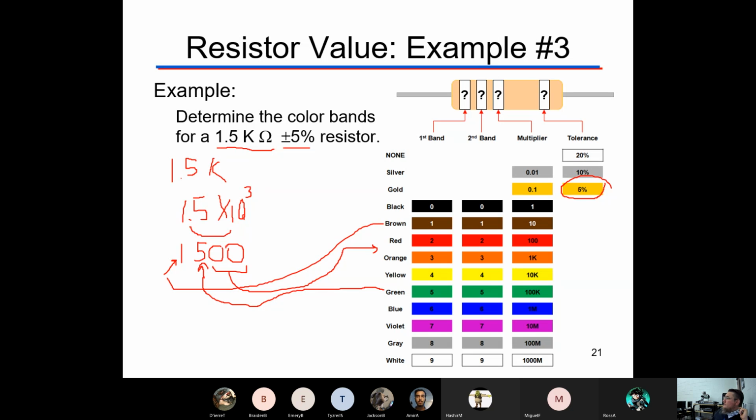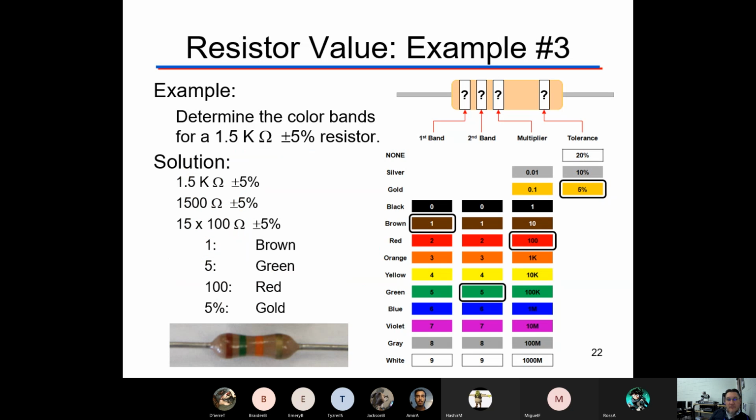We have a lot more. We have to do capacitors. Okay, so I'm going to move on so you guys can see that, but brown, green, red, gold is the right number.